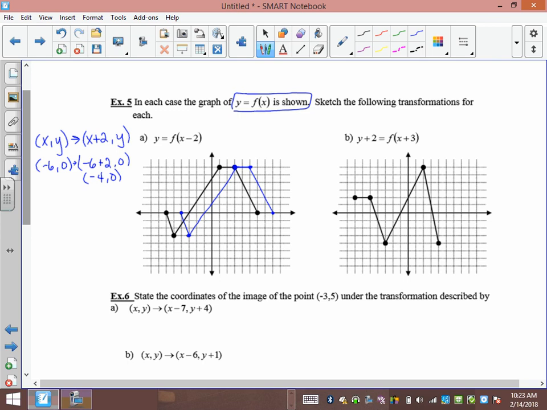The more points you move, the more accurate your graph is, right? So if I actually went along and moved this 2 to the right and moved this one 2 to the right, move this one 2 to the right, it would be here, right? And then I'd be more accurate.